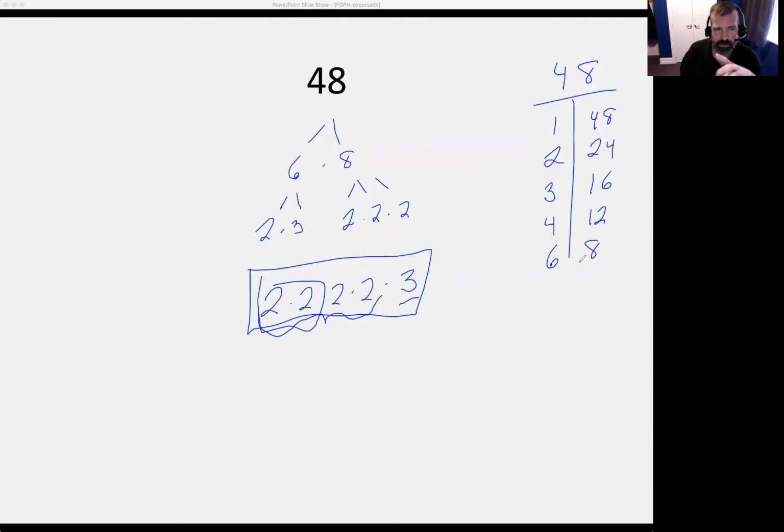Let's talk about some language here of divisibility and multiples. We called 12 a what of 48?